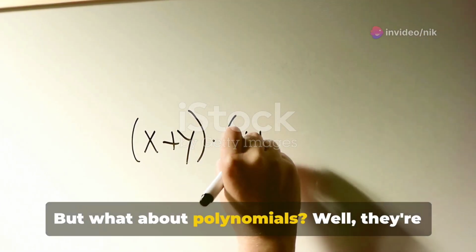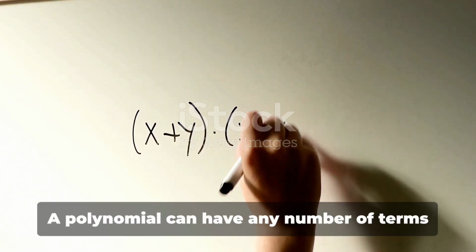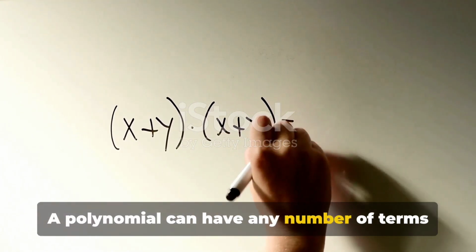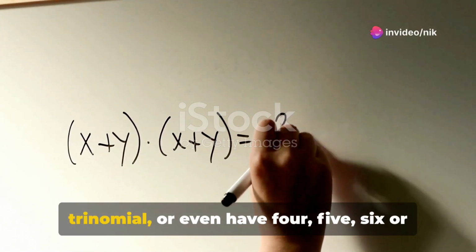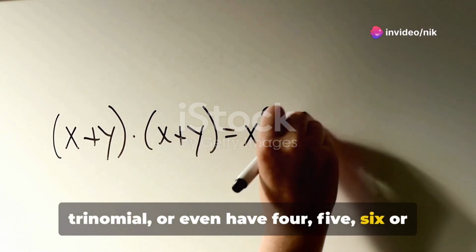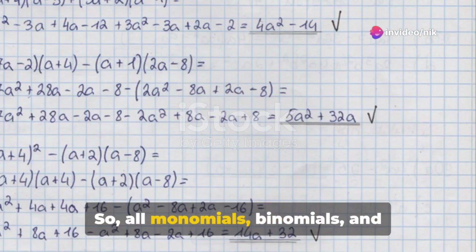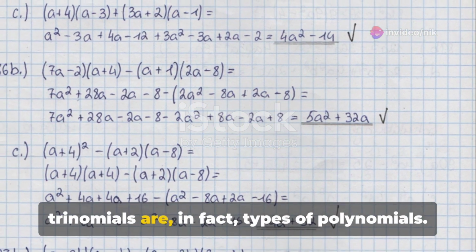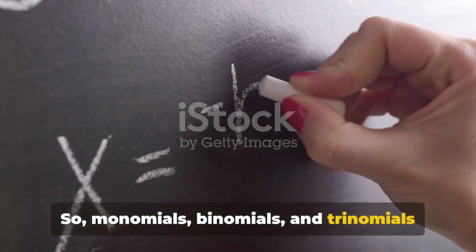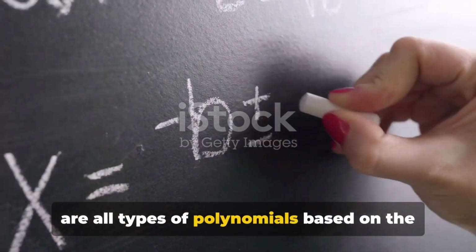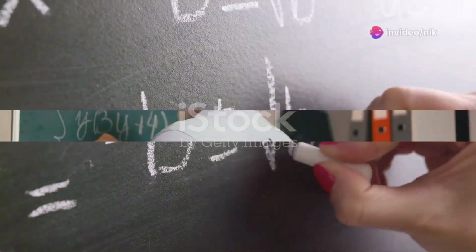But what about polynomials? Well, they're a bit more general. A polynomial can have any number of terms. It could be a monomial, a binomial, a trinomial, or even have 4, 5, 6 or more terms. So all monomials, binomials, and trinomials are in fact types of polynomials. So monomials, binomials, and trinomials are all types of polynomials based on the number of terms they have.